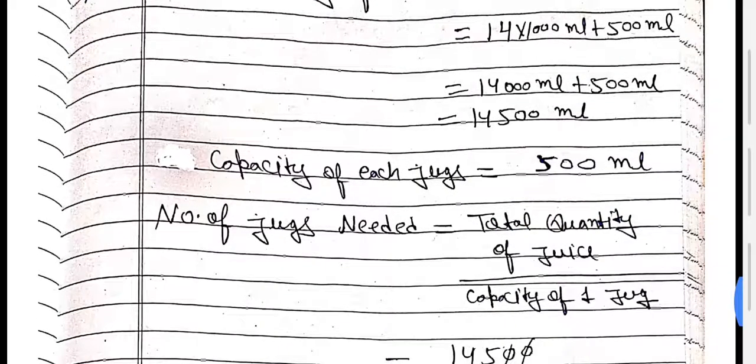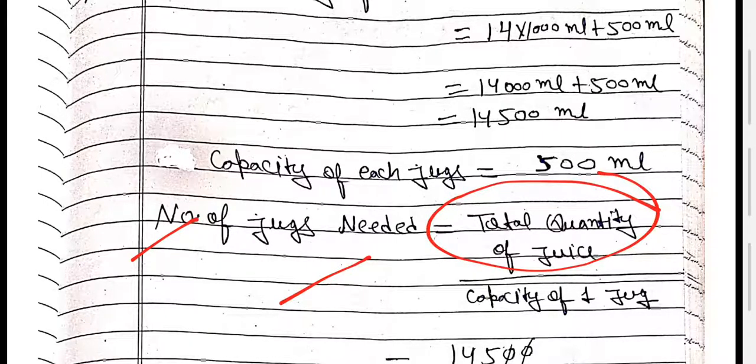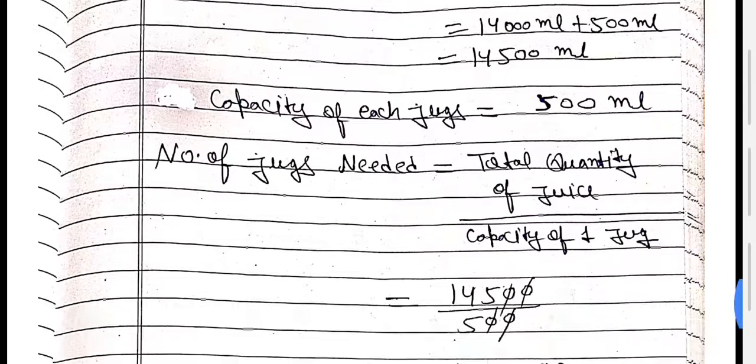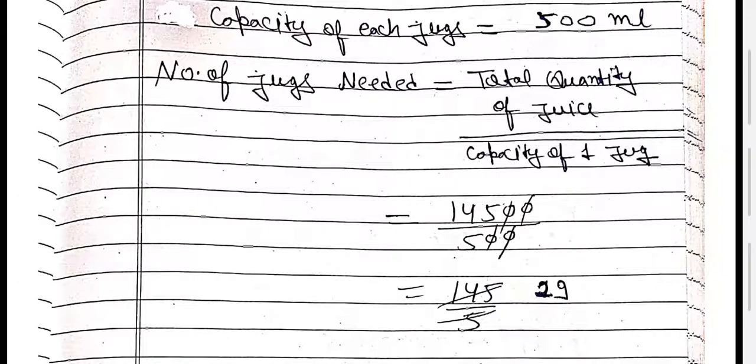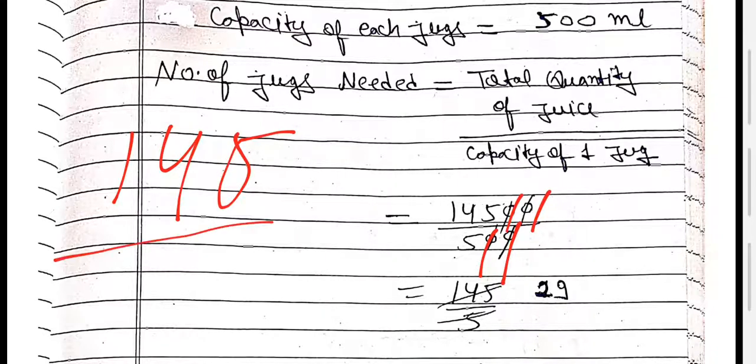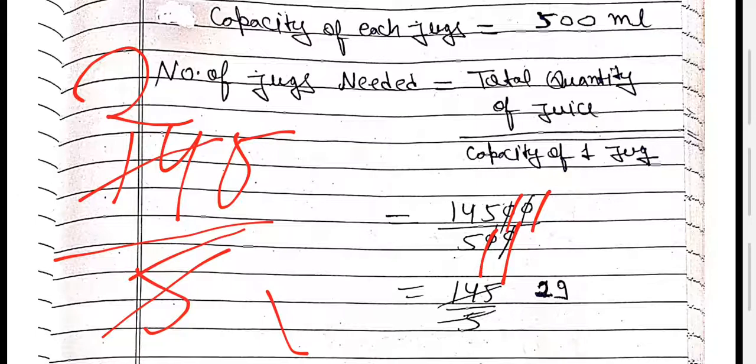So how many jugs are needed? For finding the number you have to divide the larger by the smaller. Which one is larger? The total quantity of juice, and the small one is the capacity of one jug. When you divide, what will you get? 14500 upon 500. Cut 0 by 0 and you get 145 upon 5. Now 5 times 2 is 10, here it becomes 4, 5 times 9 is 45. So you need only 29 jugs.